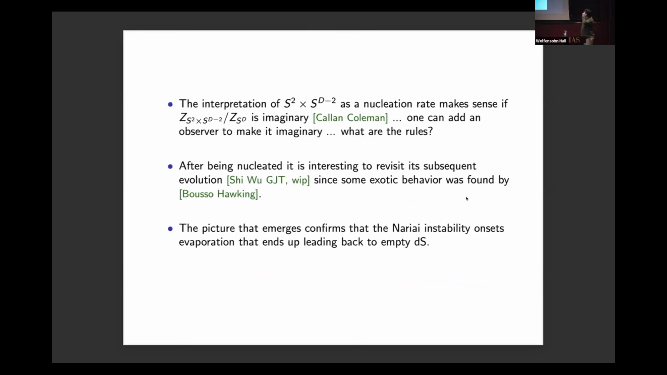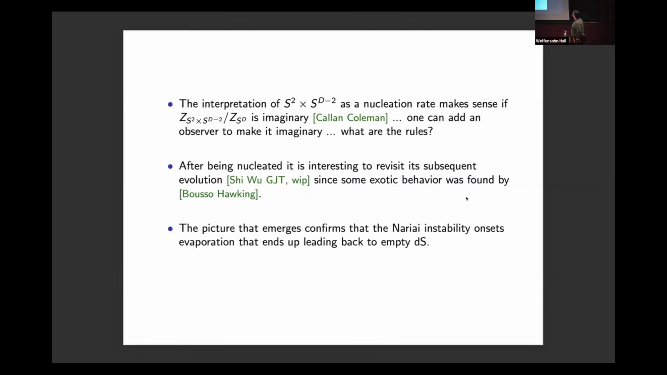So the interpretation of S2 cross S^(d-2) as a nucleation rate makes sense if this ratio is imaginary, but that's not what we find. Let's imagine that we fix the partition function of the sphere to be real and positive, like Maldacena described. This ratio would just be real. So then it's not clear if this is the right interpretation of this geometry. One can add an observer to make this ratio imaginary, but then it's not clear what the rules are. It looks like you can do whatever you want depending on what answer you want to get. So I just wanted to mention it as an interesting question.